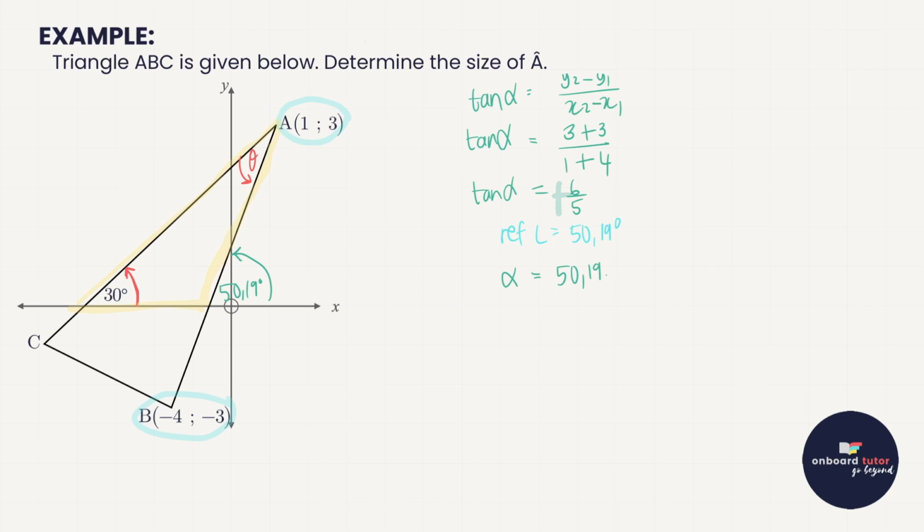So what do we know? We know that theta plus the 30 degrees is equal to 50,19 degrees, because it's the exterior angle of a triangle. Then we substitute, we move that 30 across so it becomes minus 30, and we end up with theta equal to 20,19 degrees.